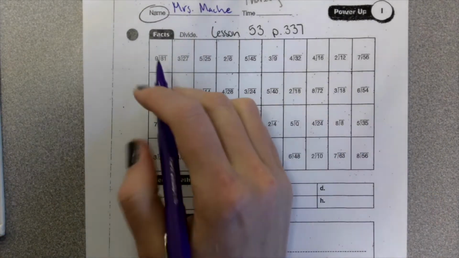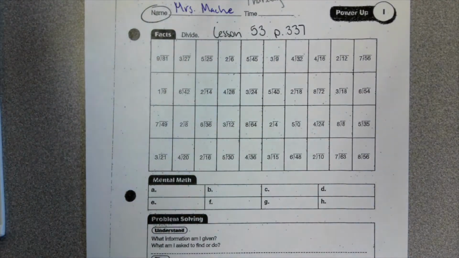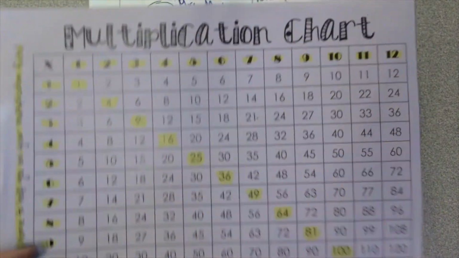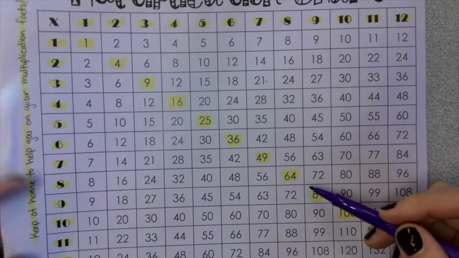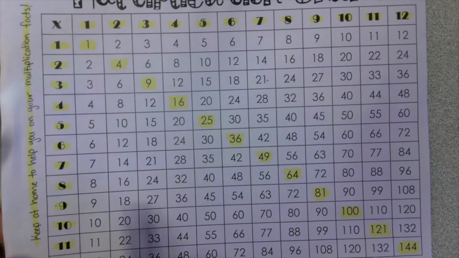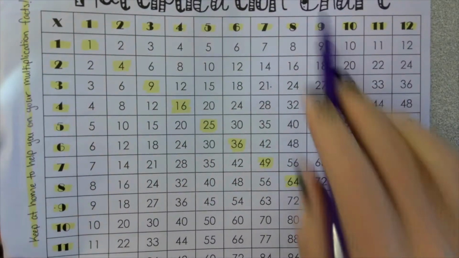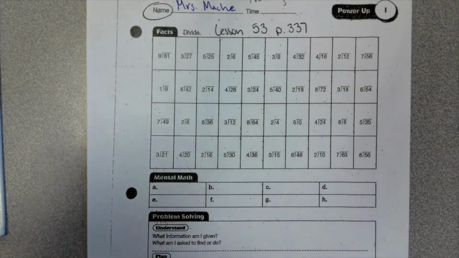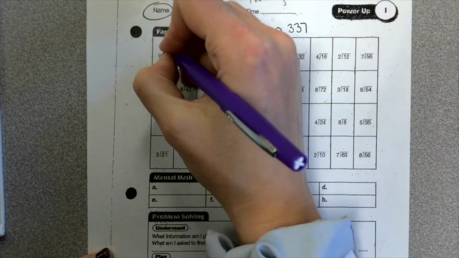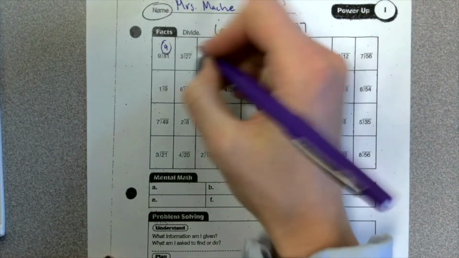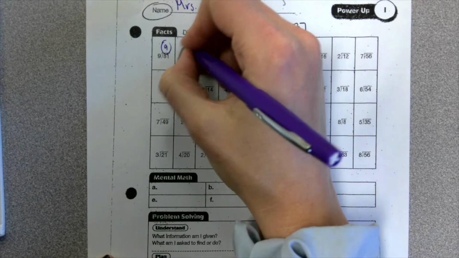So we're on division. Remember, if you have your multiplication chart, if you're doing 81 divided by 9, you're going to go in your 9s column, find 81, and drag it over the side. 9 times 9 equals 81, so 81 divided by 9 equals 9. 81 divided by 9 is 9. 27 divided by 3 is 9.